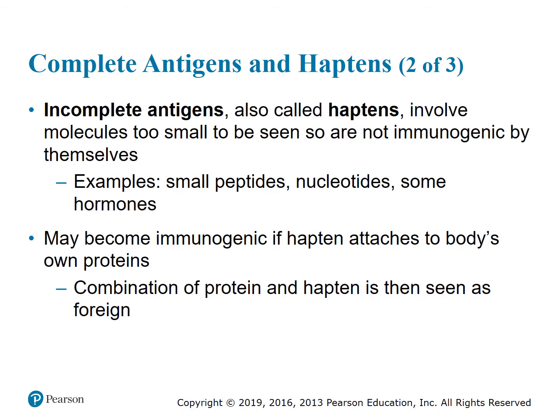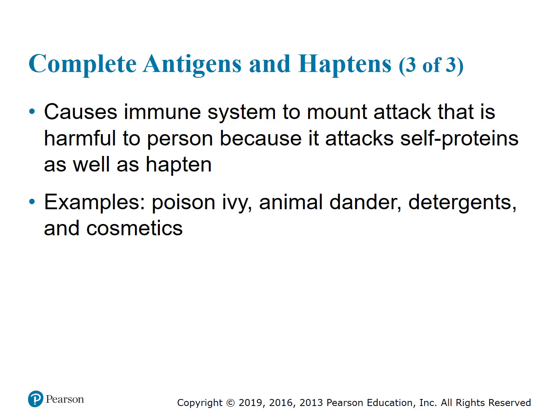Incomplete antigens, also called haptens, involve molecules too small to be seen, so are not immunogenic by themselves. Examples would be small peptides, nucleotides, and some hormones. They may become immunogenic if the hapten attaches to the body's own proteins, and this combination of protein and hapten is then seen as foreign. And this causes the immune system to mount an attack that is harmful to the person because it attacks the self proteins as well as the hapten. Good examples of haptens are poison ivy, animal dander, detergents, and cosmetics.